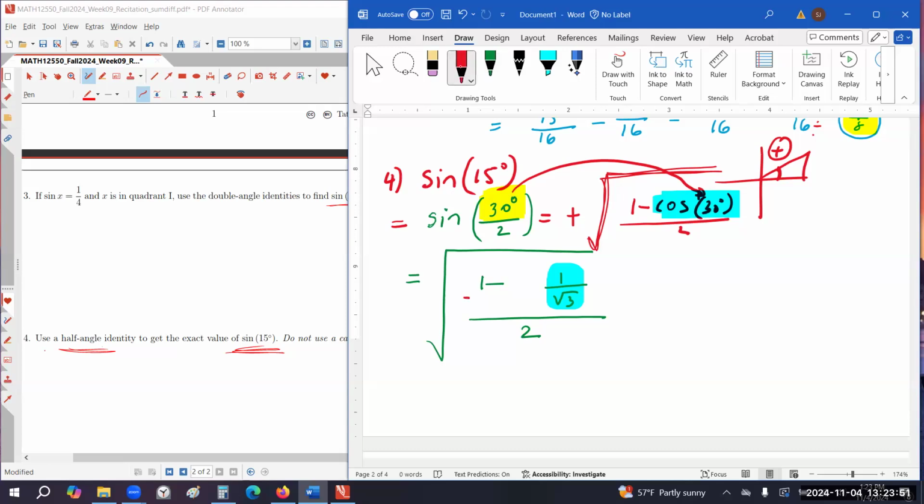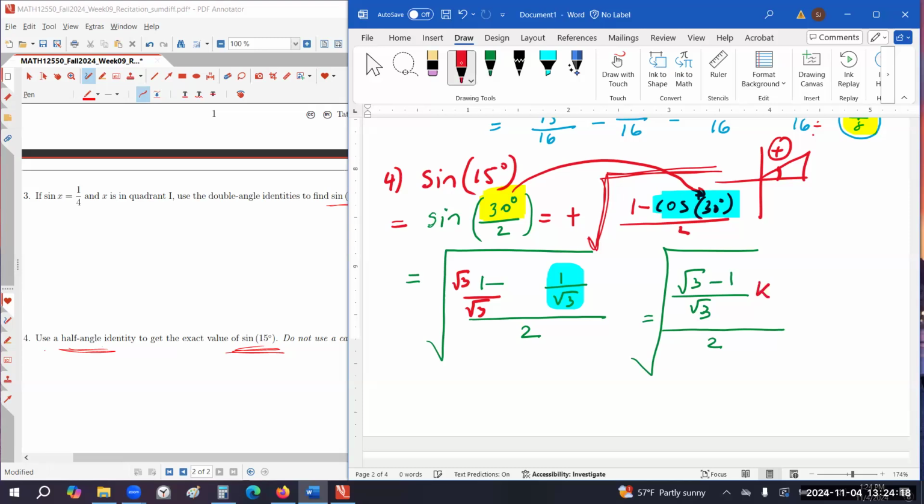In order to simplify, we need to have the same denominator. So multiply top and bottom by square root of 3 on the 1, and we get square root of 3 minus 1 over square root of 3 on the bottom. And we are dividing the whole thing by 2, and then taking the square root.